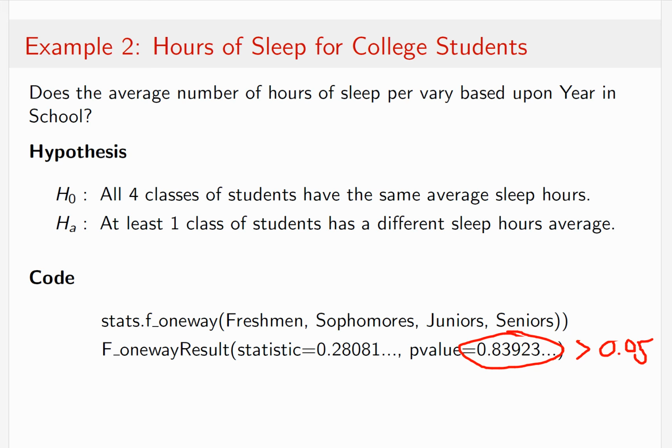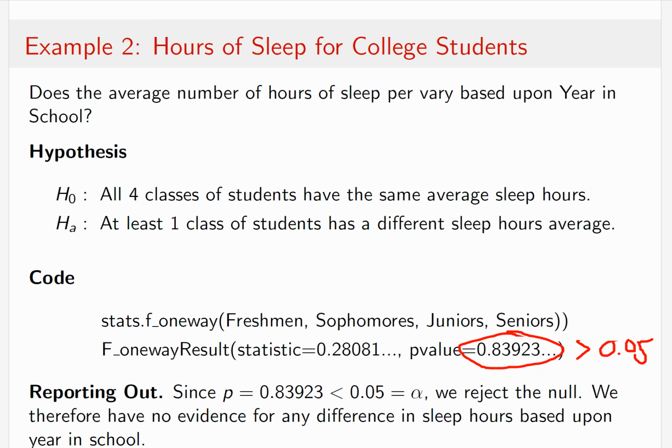So what does that mean? That means that we're going to fail to reject the null. I'm sorry, I thought I had changed this. I did update this, but I guess I didn't get the new file open. So we fail to reject the null. Why? Because this is greater than alpha. And therefore, we have no evidence. So this part was right. We have no evidence for any difference in sleep hours. Why? Because we failed to reject the null. Okay, let me clean that up, get the ink off the page, and jump back into the notebook.